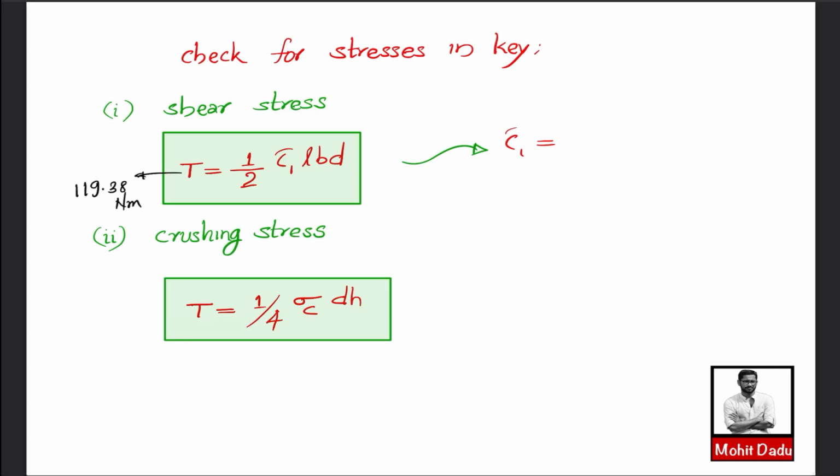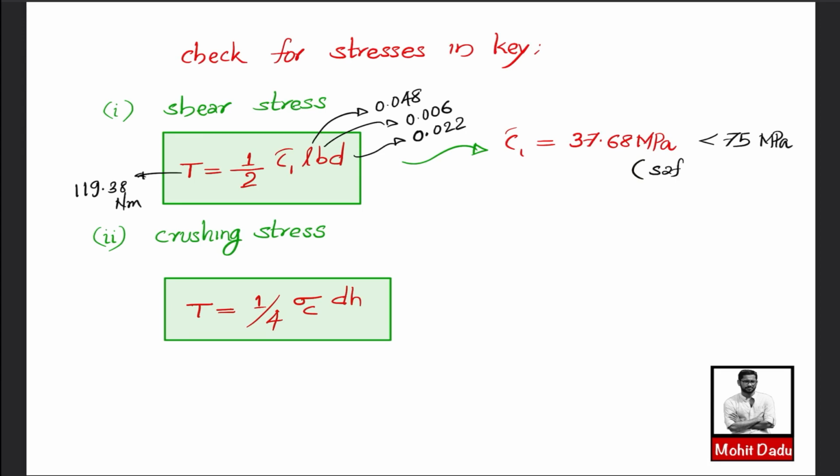If you substitute these values in SI units, the torque is equal to 119.38 Newton meter. The length of the key is 48 mm, so this must be equal to 0.048 meter. B is equal to 6 mm, so this is 0.006 meter. The diameter is 22 mm, so it is 0.022 meter. If you substitute all these values, you will get the shear stress in pascals, or you can convert into megapascal. So tau 1 you will get 37.68 megapascal. The allowable shear strength of the material given is 75 megapascal. So this is lesser than 75 megapascal, and according to this failure criterion, we can say that this design is safe.